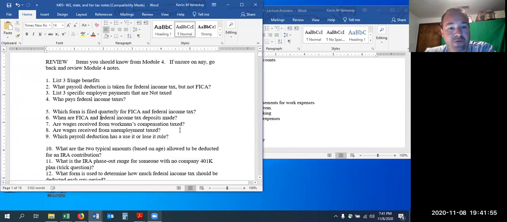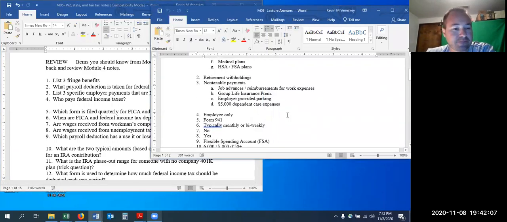Are wages received from workman's comp taxed? The answer there would be no. Are the wages from unemployment taxed? And the answer there is yes. So 7 no, 8 yes.